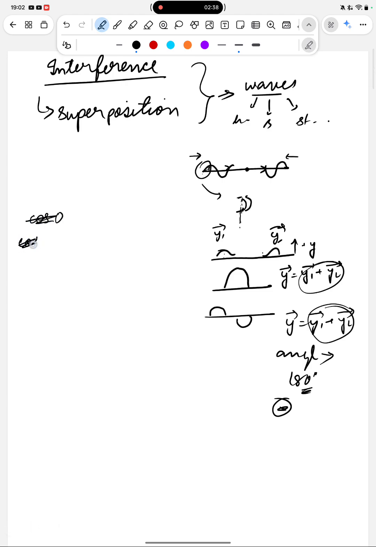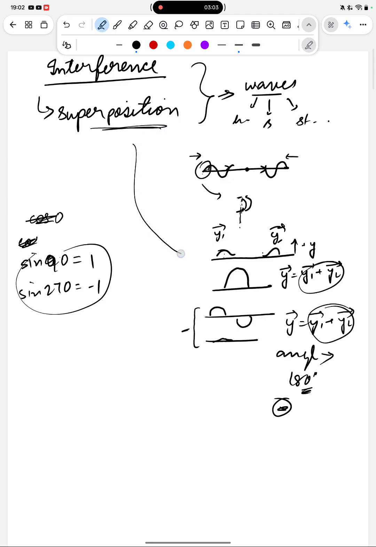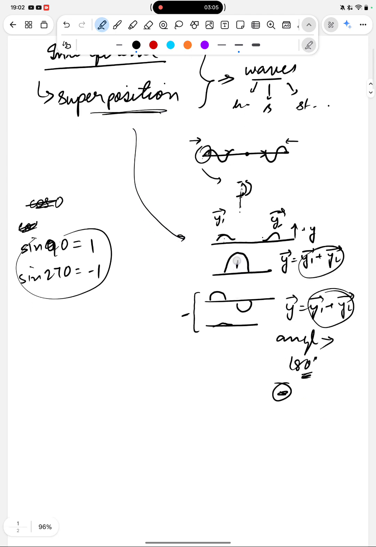Let me think, sine 90 equal to 1, but sine 270 equal to -1. So that concept is applied here. What happens is this wave will become very small. This is not destructive interference, but this is just due to superposition, the displacement is changing by the vector sum. So that is what superposition means.